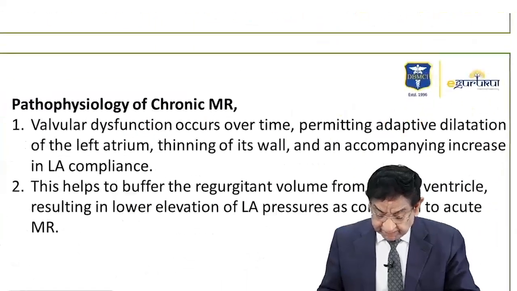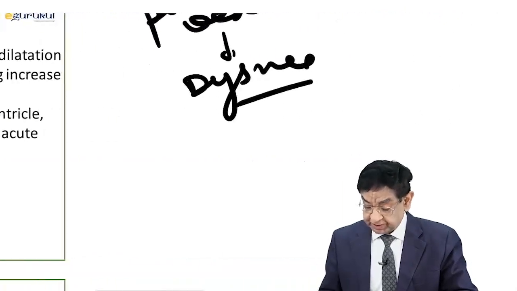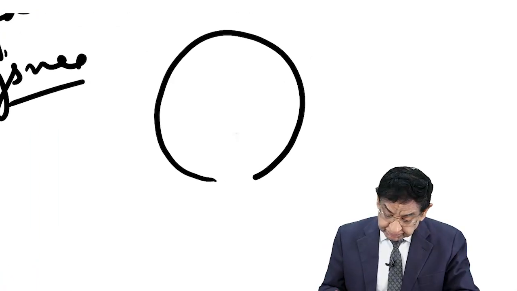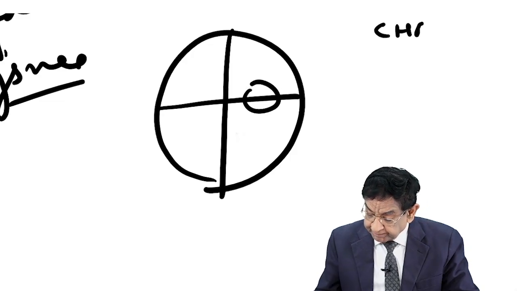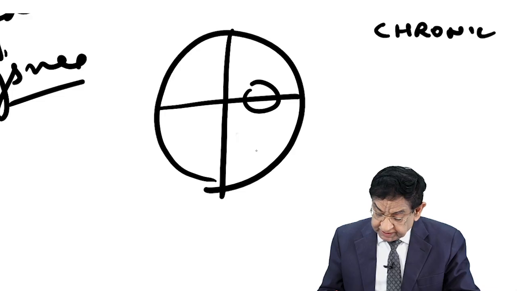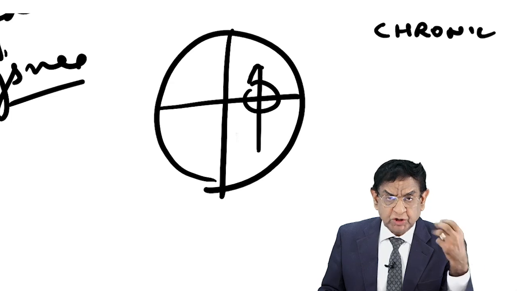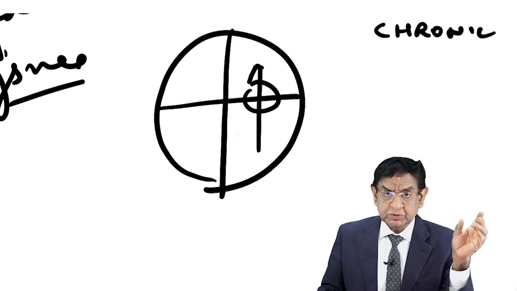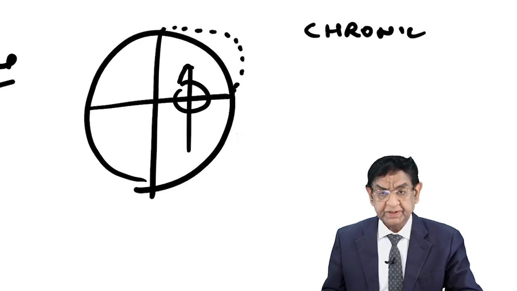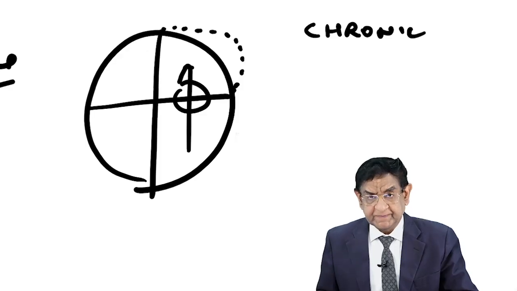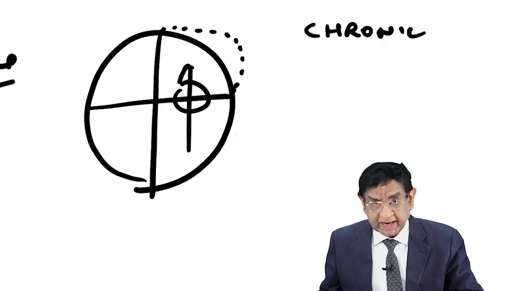Right? Now let's talk about what happened in chronic valvular disease. Same story. Heart, and now I'm talking about chronic. In systole, blood comes to the LA, but it is a slowly developing chronic condition. So in due course of time, this LA will start enlarging. With the result, it has more space to accommodate blood.